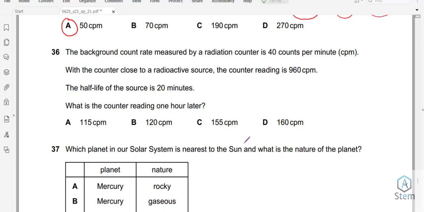The background count rate measured by a radiation counter is 40 counts per minute. With the counter close to a radioactive source, the counter reading is 960 counts per minute. So the count rate of the source would be 920 CPM. This is the count rate of the source because 960 is source plus background.